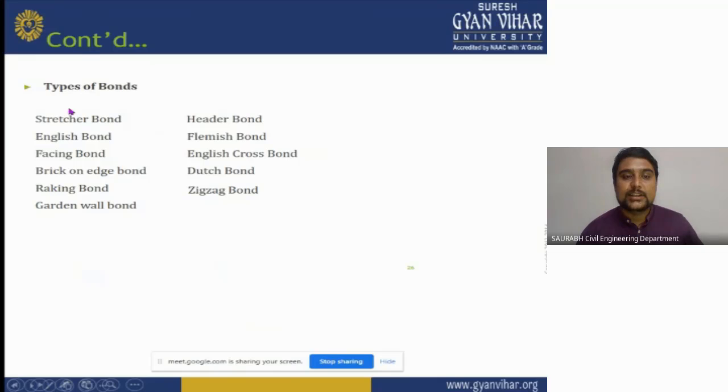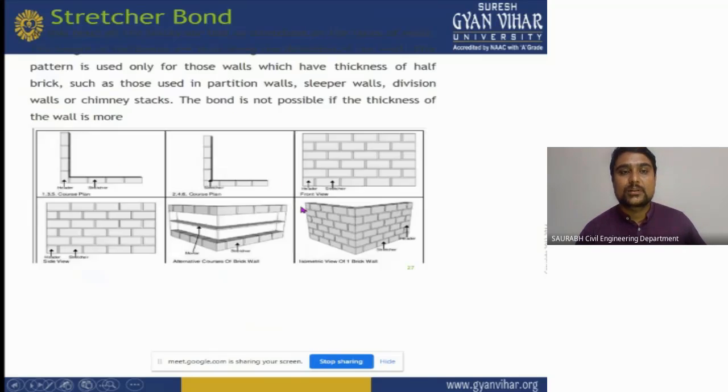Now we will see the types of bond here. First one is the stretcher bond, second one English bond, facing bond, brick on edge bond, racking bond, garden wall bond, header bond, Flemish bond, English cross bond, Dutch bond, and zigzag bond.